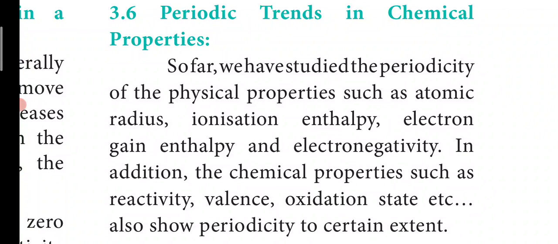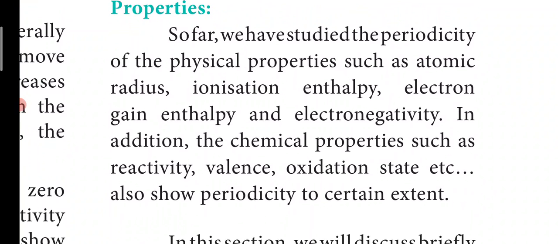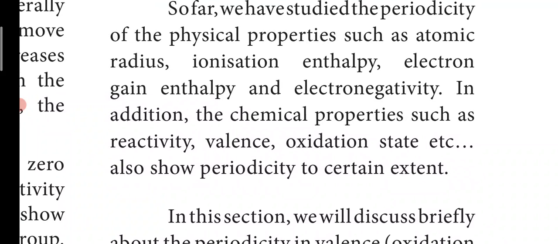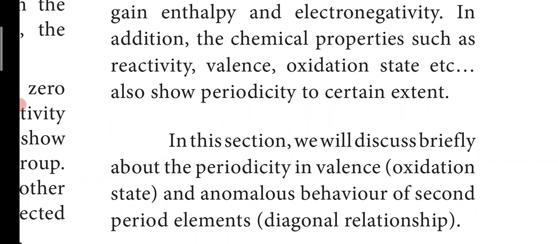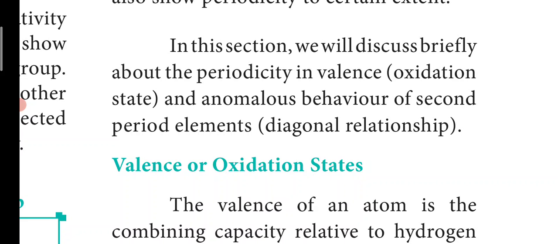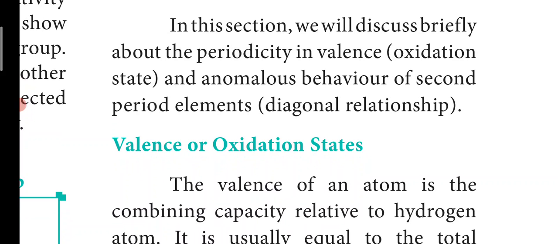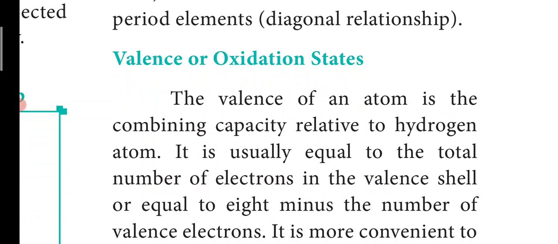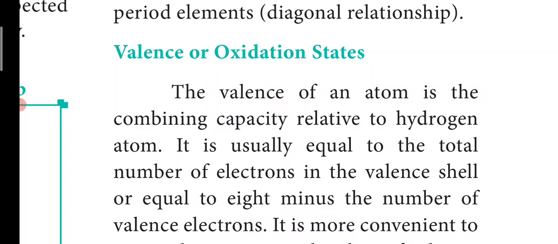Now, periodic trends in chemical properties. So far we have studied the periodicity of the physical properties such as atomic radius, ionization enthalpy, electron gain enthalpy, and electronegativity. In addition to that, the chemical properties such as reactivity, valence, oxidation state, and all that we are going to discuss now. In this section we are going to discuss the valency and the anomalous behavior of the second period elements. We are going to see in detail.